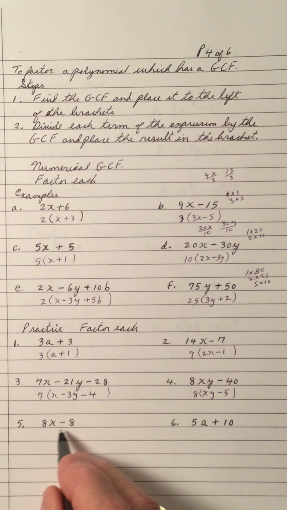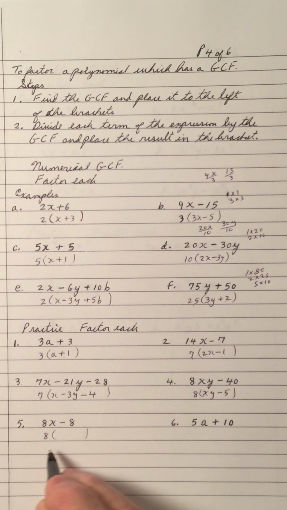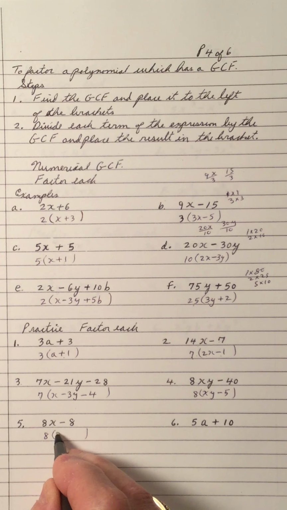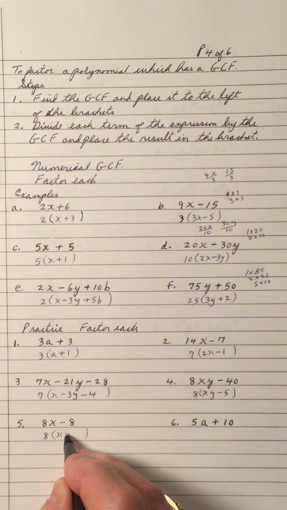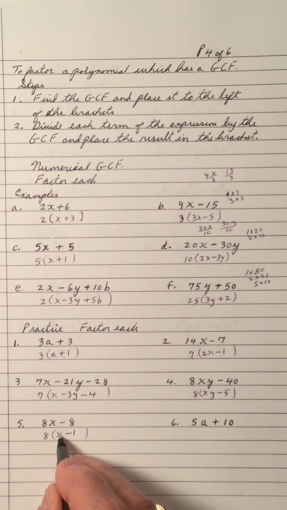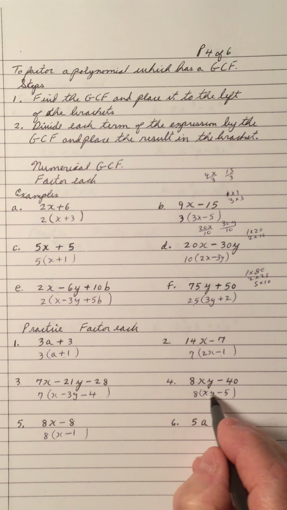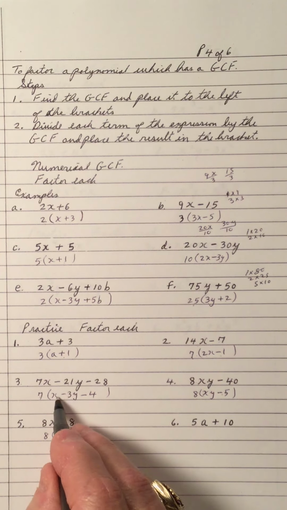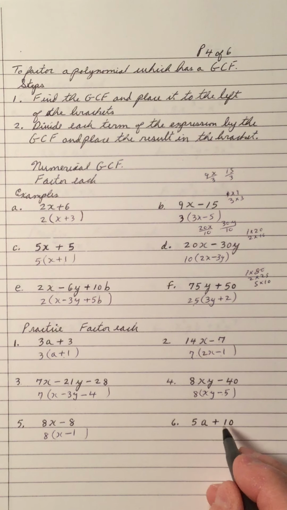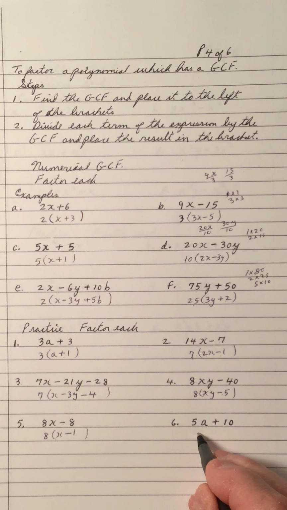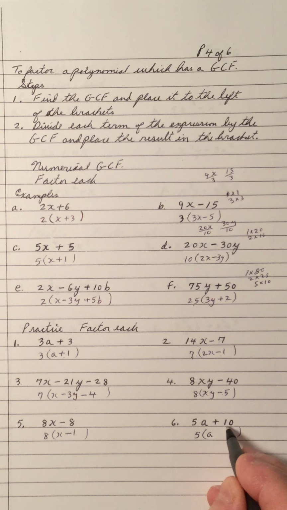GCF is 8. 8 is common to both of these. Perfect. 8x divided by x is x. 8 divided by 8 is 1. Remember, 2 terms here, 2 in here. 2 terms, 2 in here. 3 terms, 3 in here. And we have 2 terms. Is 5 a factor of 10? Yes, 5 is GCF. 5a divided by 5 is a. 10 divided by 5 is 2.